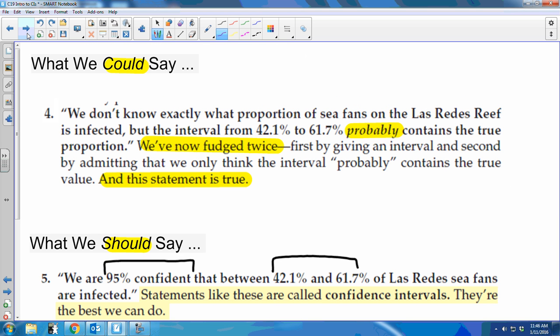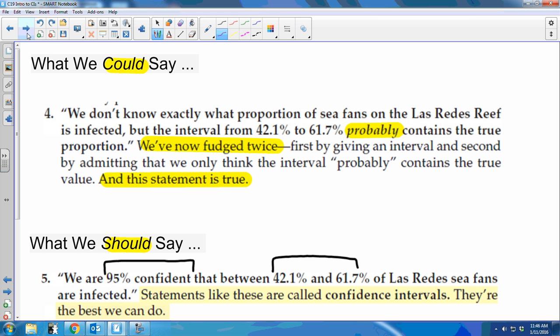Okay, here's something we could say. And it's true. This sounds pretty bad. We don't know exactly what proportion of sea fans on the reef is infected. But the interval from 42.1% to 61.7% probably contains the true proportion. That's true. We don't know where p falls, but it probably falls in the interval because we're 95% confident. But we've made a wishy-washy statement, and it's wishy-washy in 2 different places. It's wishy-washy because we already said we don't actually know. And it's wishy-washy because we said it's probably in the interval.